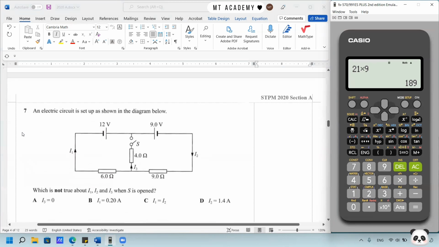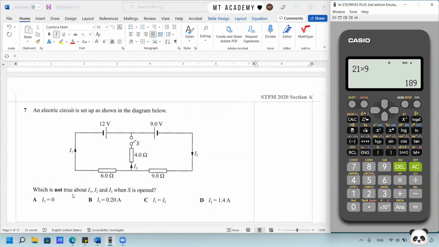We move on to question 7. An electric circuit is set up as shown in the diagram below. Which is not true about I1, I2, I3 when S is open?